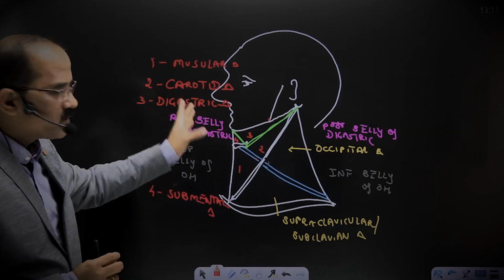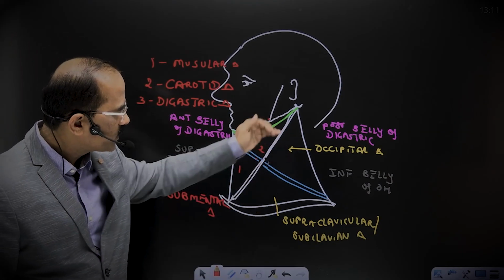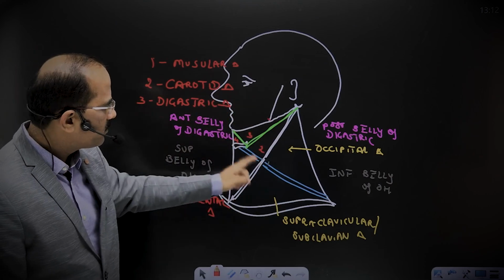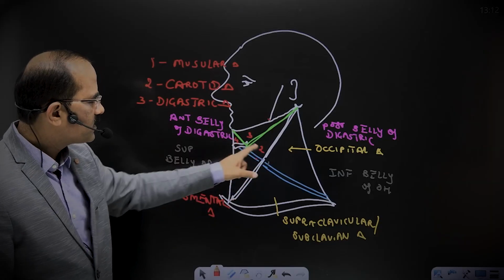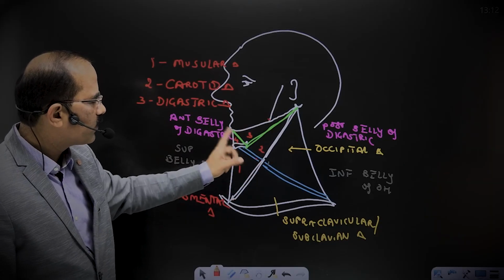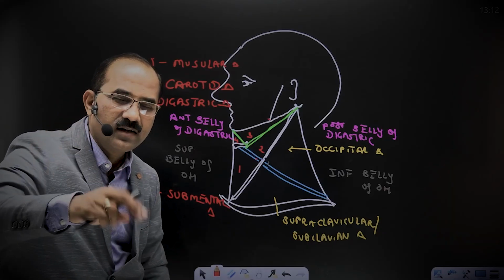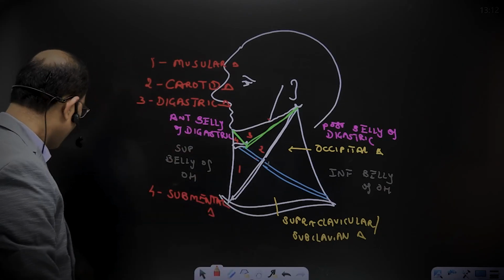So the posterior triangle is divided by the inferior belly of omohyoid into an occipital and a supraclavicular triangle. The anterior triangle is divided by the superior belly of omohyoid and the anterior and posterior belly of digastric into one muscular, second carotid, third digastric, and fourth the submental triangle. Let us have a look at the slide and understand it still better as a visual for you. Okay, have a look at this.